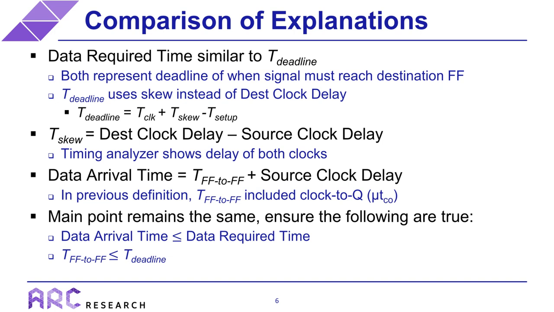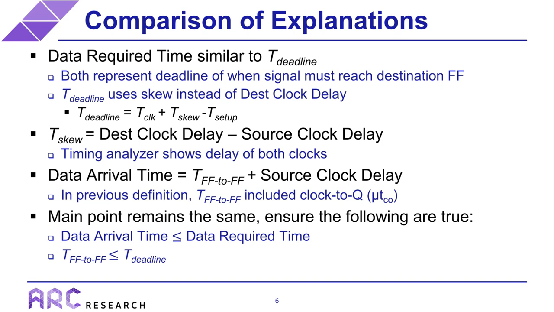So this slide explains the differences between my definitions and the Intel definitions. Technically, both are describing the exact same constraints, just in different ways. First, the data required time is very similar to my previous definition of the deadline. In fact, both represent a deadline of when a signal must reach the destination flip-flop. However, my deadline definition simply uses the clock skew instead of just using the destination clock delay. Now, the skew is just the difference between the destination clock delay and the source clock delay. So basically, I just move both components of the clock skew into the deadline equation, whereas the Intel timing analyzer explicitly separates the components of the skew.